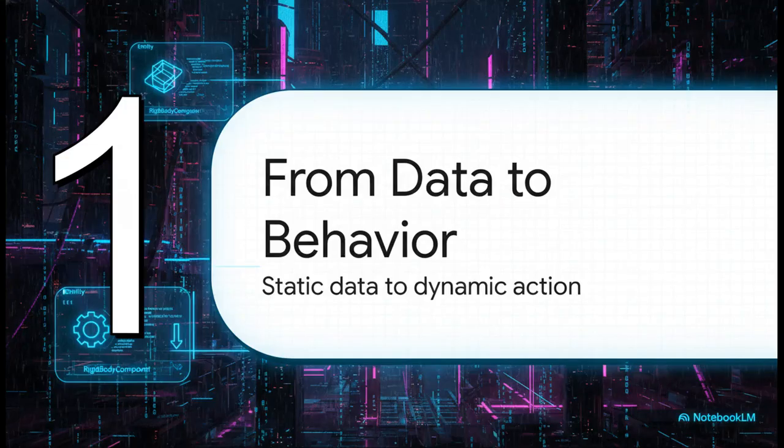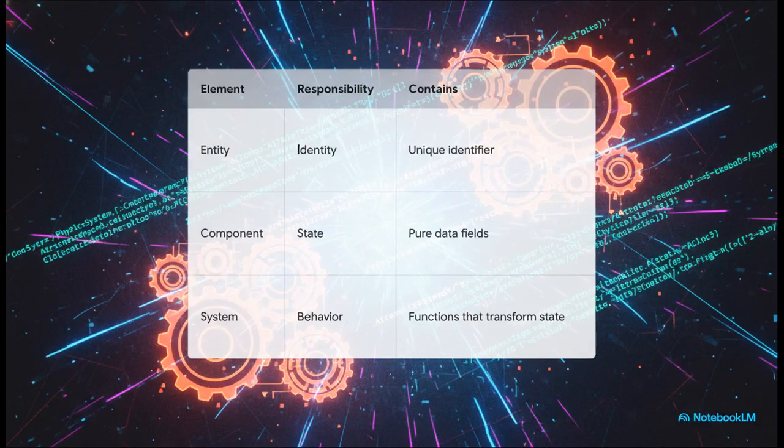Okay, so this is the core problem we need to solve. We have our entities, which are just unique IDs, and we have components, which are basically just bags of data. So how do we take an entity that has, say, a rigid body component and actually make it fall with gravity? How does any of this data actually spring to life? Well, the answer is the systems.